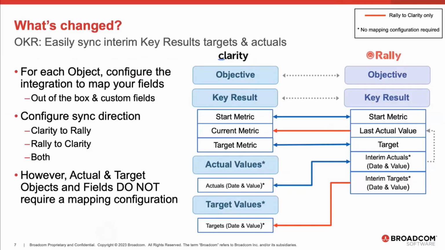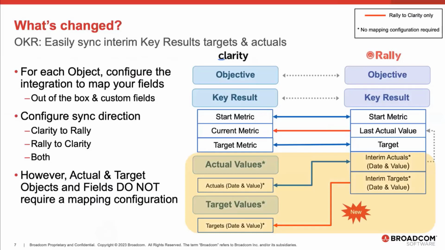You can see in this diagram the most recent Rally interim actual feeds Rally's last actual value, which in turn syncs with Clarity's current metric. So these are the new OKR elements for this release.